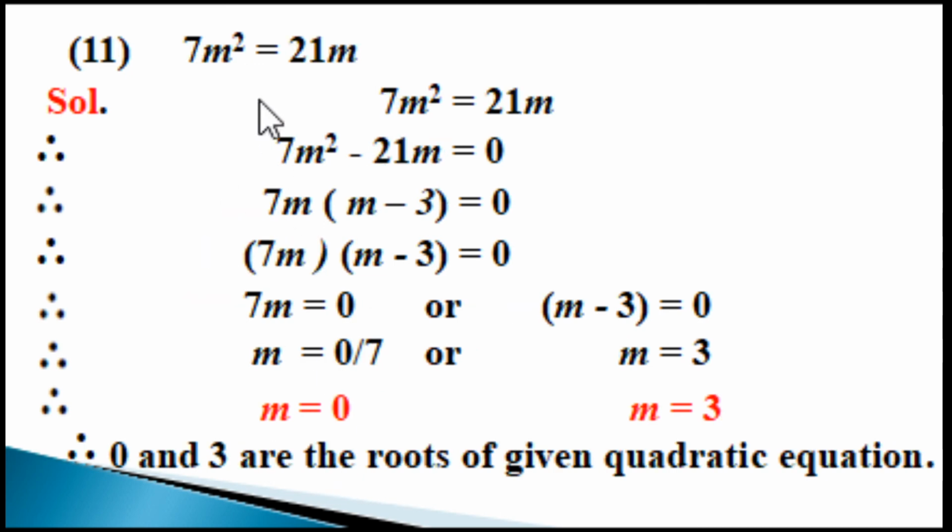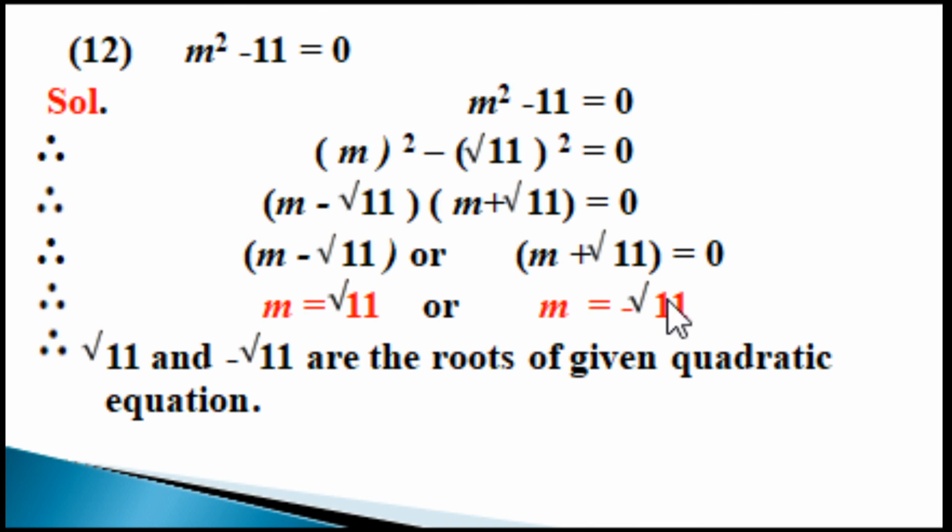Question number 11: 7m square is equal to 21m. So 7m square minus 21m is equal to 0. Here 7m is common, so bracket m minus 3 remains. So 7m is equal to 0, so m is equal to 0 upon 7, m is equal to 0, or m minus 3 is equal to 0. We get m is equal to 3.